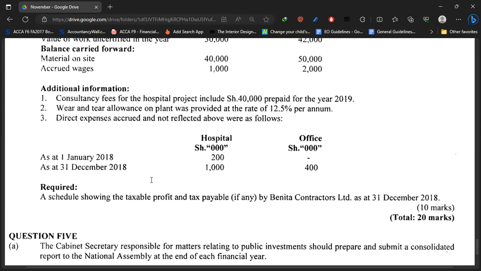Capital allowance on funds was provided at the rate of 12.5% per annum. Direct expenses accrued and not reflected above were as follows. Hospital and office. As at 1st January 2018, hospital 200, office nil. As at 31st December 2018, hospital 1,000, office 400. Required: show the taxable profits and tax payable, if any, by Benita Contractors Limited as at 31st December 2018.